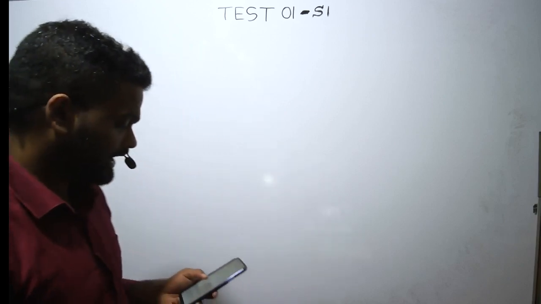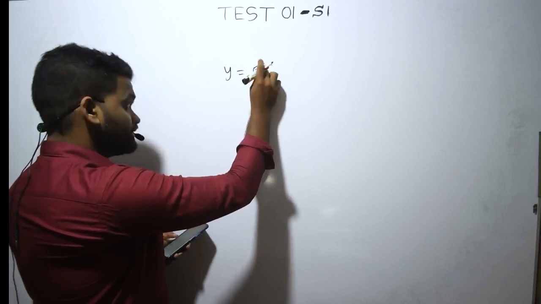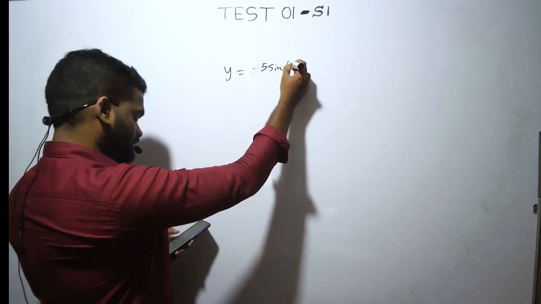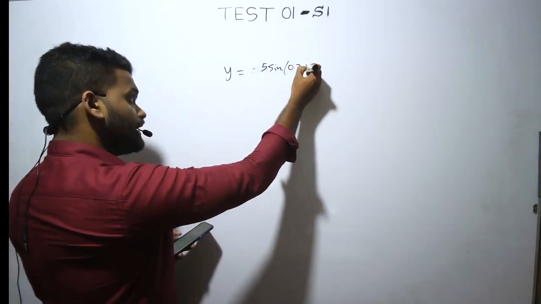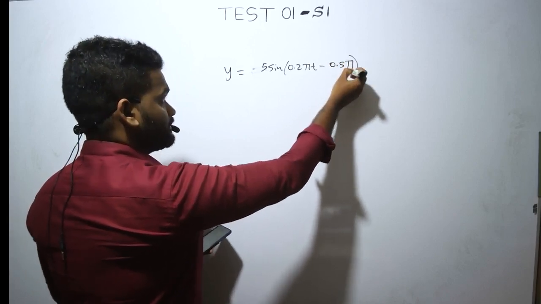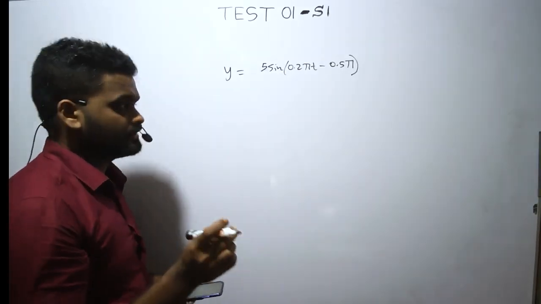Right. The fifth question. Displacement of a particle in simple harmonic motion is given by this equation. Time period of the particle is. So they have given an equation y equals 5 sine of 0.2 pi t minus 0.5 pi, right? So what they ask is the time period of that particle, right?